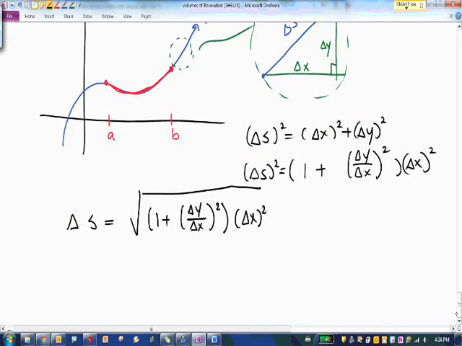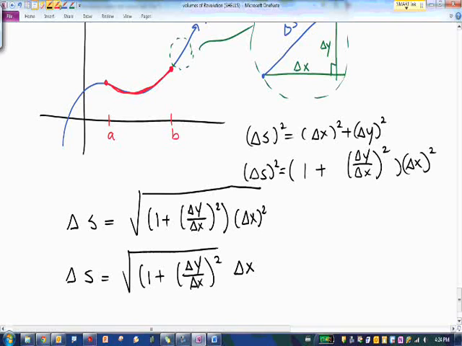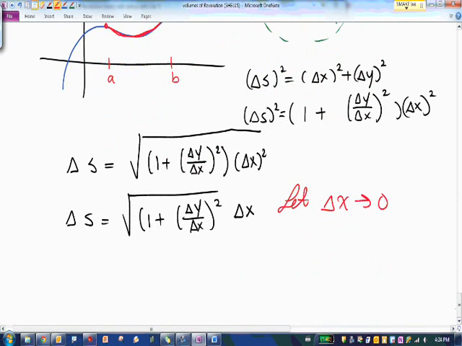So let's simplify it even further. Delta s is equal to the square root of 1 plus delta y over delta x quantity squared, and then I have a delta x that goes outside of the square root. What we're going to do is let delta x shrink to 0, which basically means that the gap in our interval is going to be very small. If we do that, all of the deltas turn into differentials. So instead of 1 plus delta y over delta x quantity squared, we get 1 plus dy over dx quantity squared, and that delta x turns into the differential dx. That's a single little arc length.